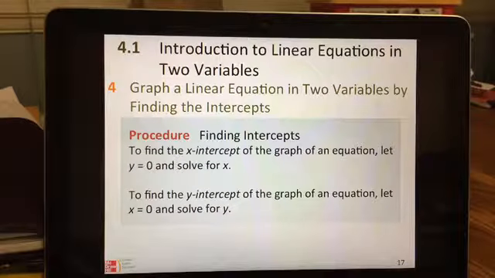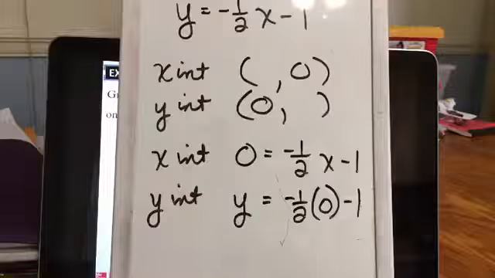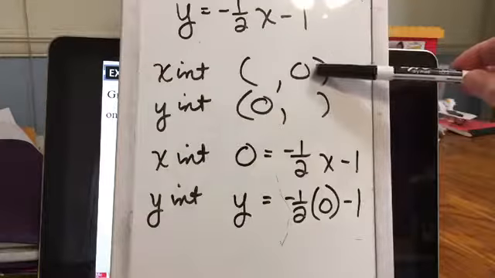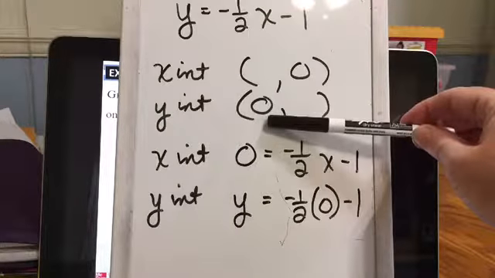Easy, easy, easy. Okay, so here we go. We are going to graph by finding the intercepts and then one other point. Okay, so here's our equation, and I'm just reminding you here that when we want the x-intercept, we let y be 0. When we want the y-intercept, we let x be 0.